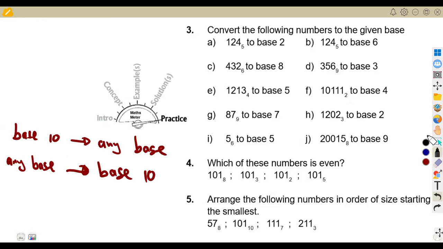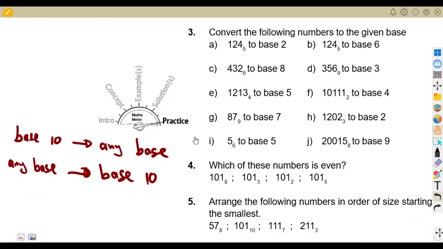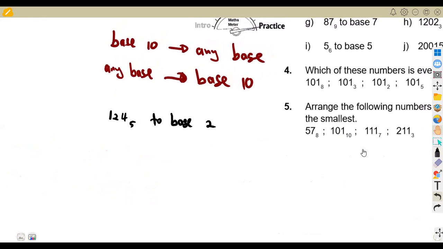But only that we are given here, take note of these questions: convert the following numbers to the given base. A number is in base of 5, and you're supposed to convert to base 2, base 5 to base 6, base 9 to base 3. There is no base 10 in this case. We are not given the base, not to convert to base 10, but to base 2. So how is that possible that a number can be taken from a base of 5, 124 base of 5, to base 2? How is this possible? We are going to have this conversion.